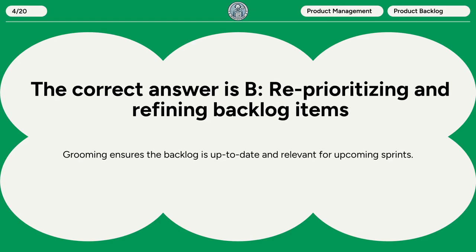The correct answer is B. Reprioritizing and refining backlog items. Grooming ensures the backlog is up to date and relevant for upcoming sprints.